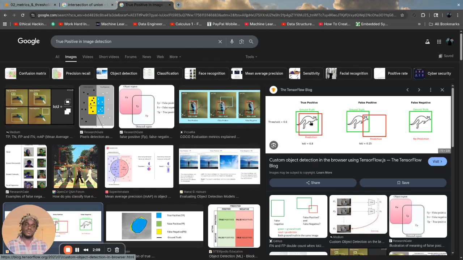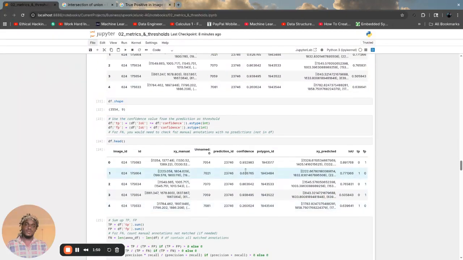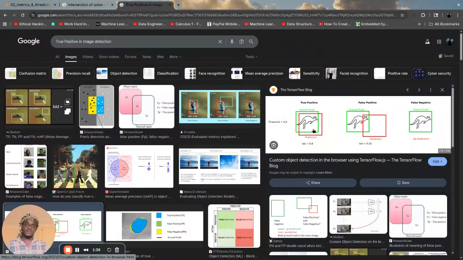The area of overlap, which is the intersection of union, must be above the threshold, and for the threshold I was using the confidence value, which is this one. Like you can see here, the intersection of union was below the confidence. But here, the intersection of union is above the confidence, which is the threshold. So this is the true positive.